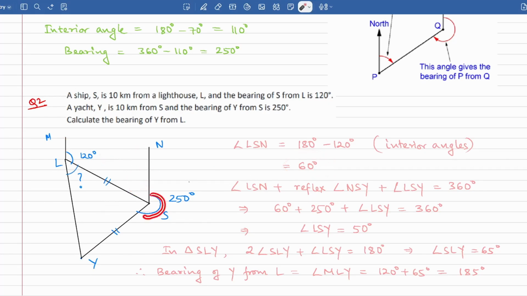This angle is going to be 250. This angle is 60. So these two totally make 310. If they make 310, then this angle should be 50. If that angle is 50, then you have sum of three angles in a triangle is 180. So these two should add up to 130. That means each of these angles should be 65. Then the total angle NLY would be 120 plus 65, which is equal to 185.